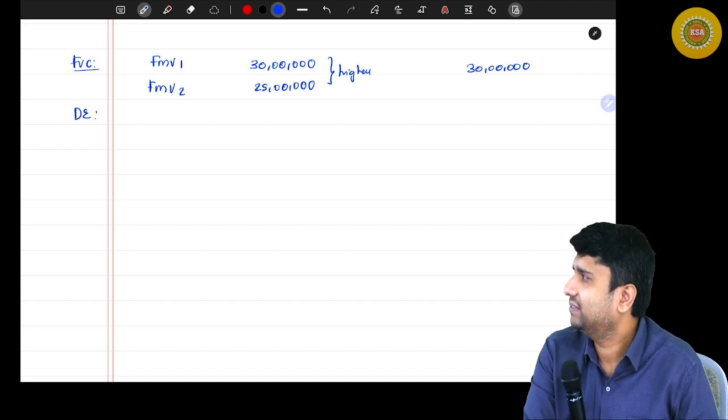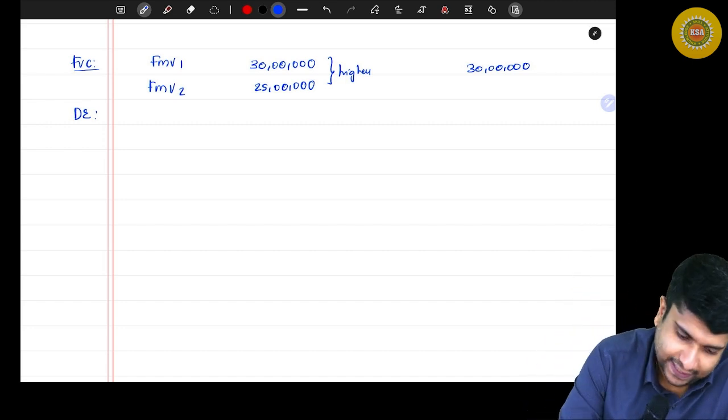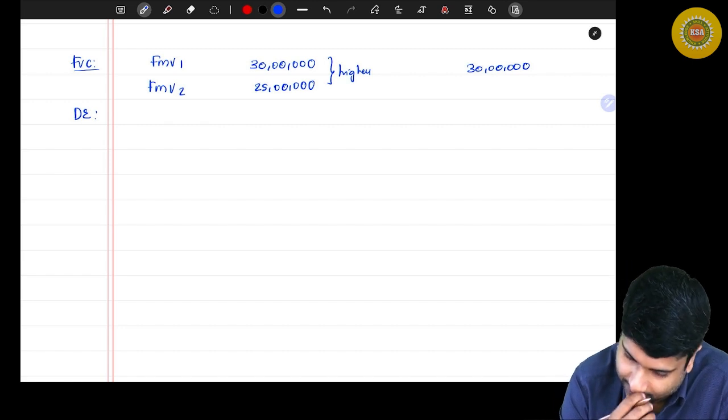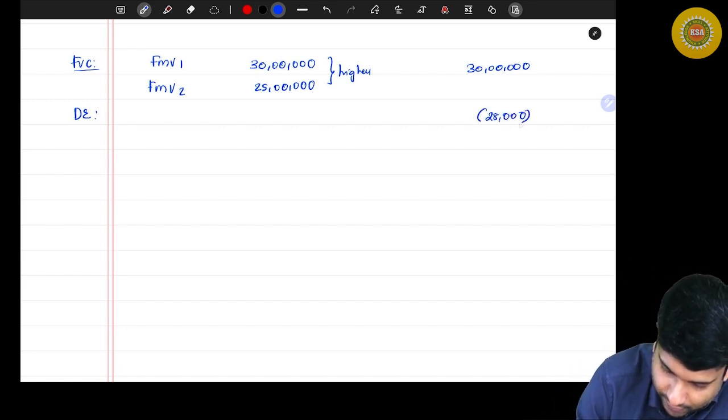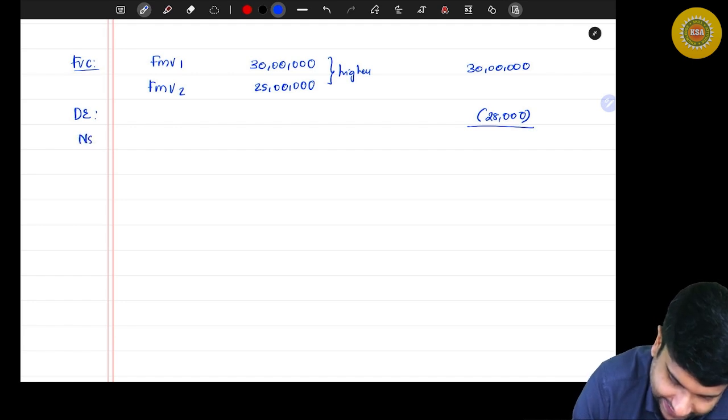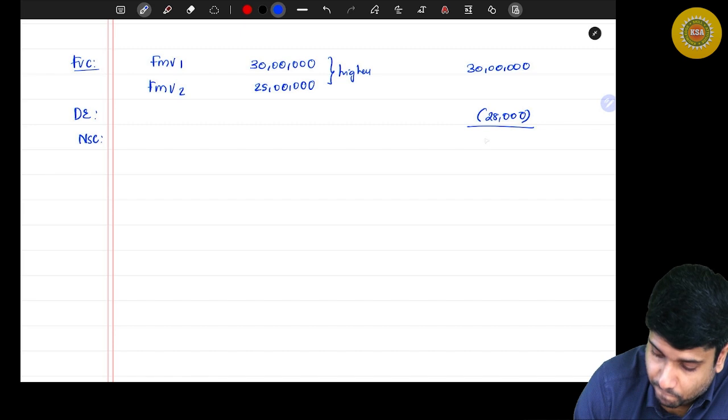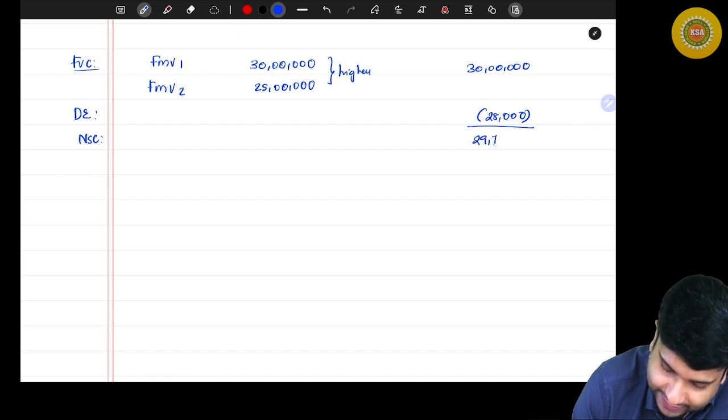Where were we? Direct expenses. Tell me, what is the direct expenses on transfer? 28,000. So how much will be the net sale consideration? Can you help me? 29 lakhs 72,000 will be the net sale consideration.